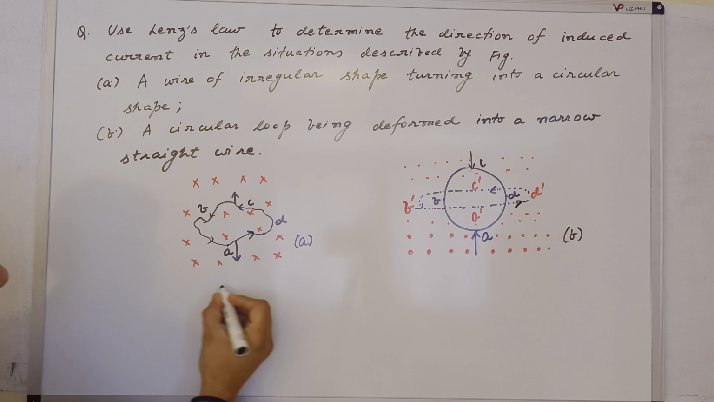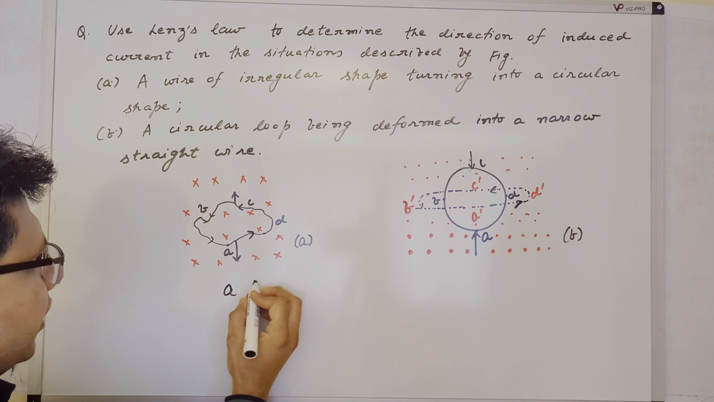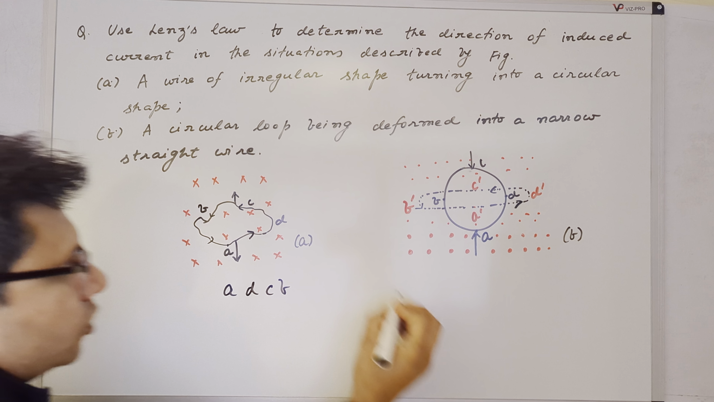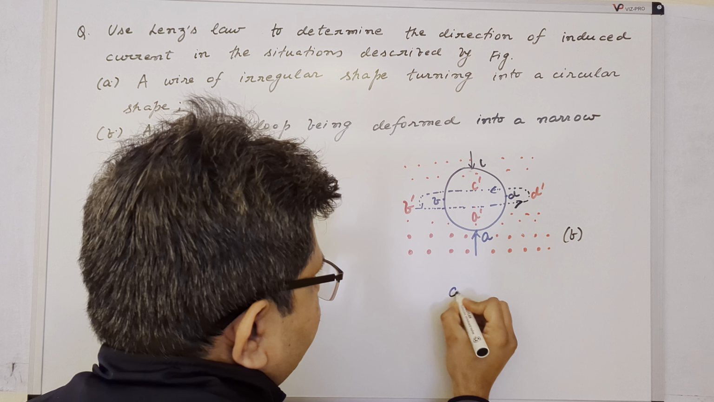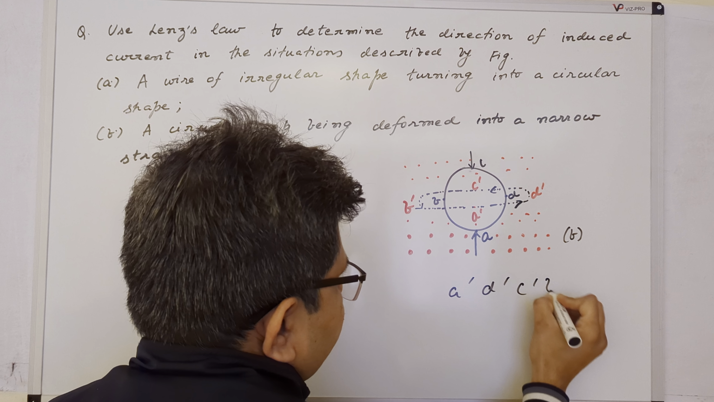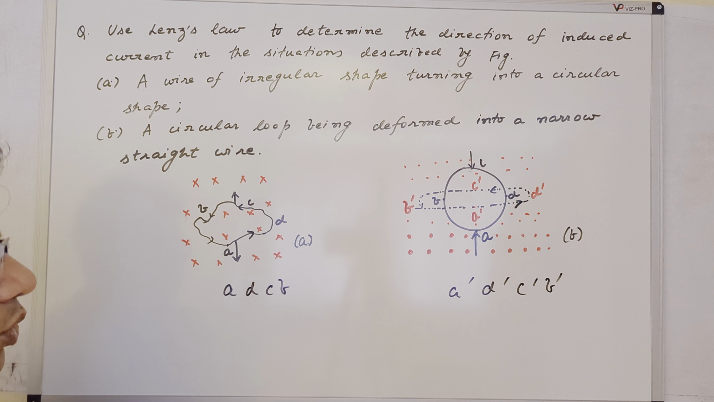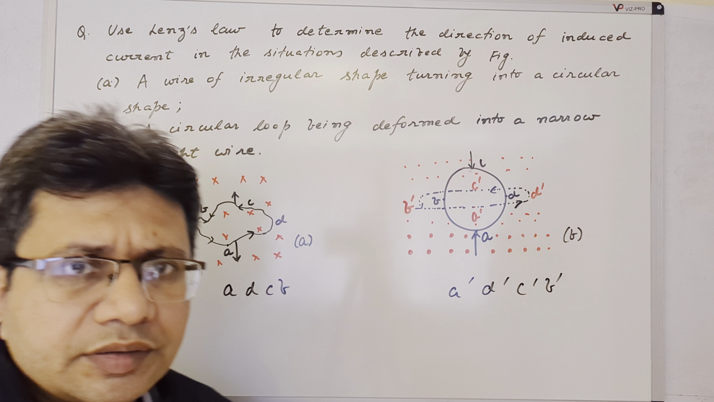तो पहले वाले पार्ट में हमारा आंसर था ADCB और दूसरे पार्ट में हमारा आंसर है A dash, D dash, C dash, B dash. So this is the whole explanation of this problem. Hope you understand it. Thank you.